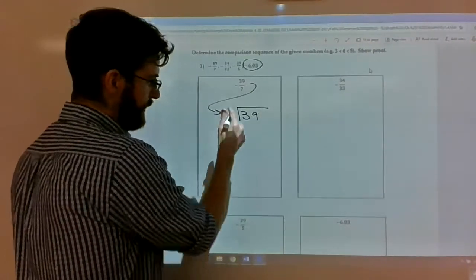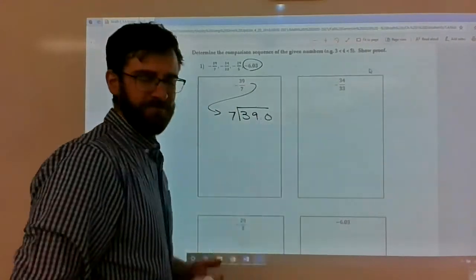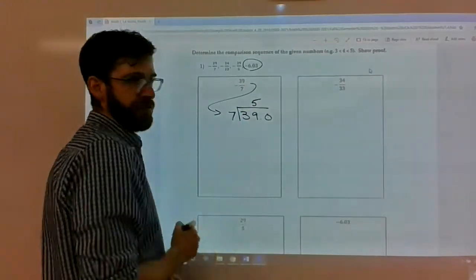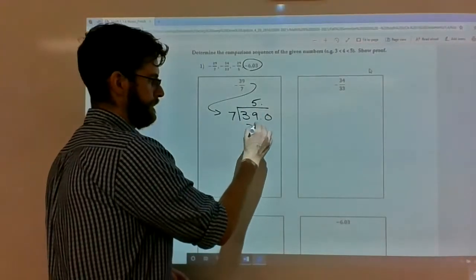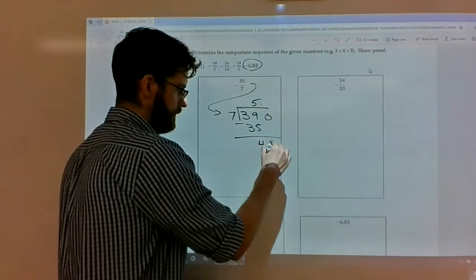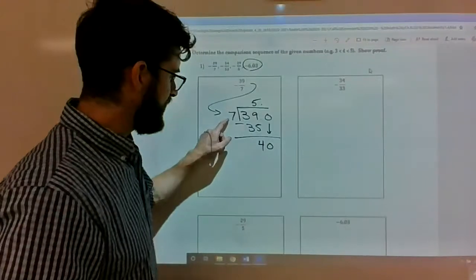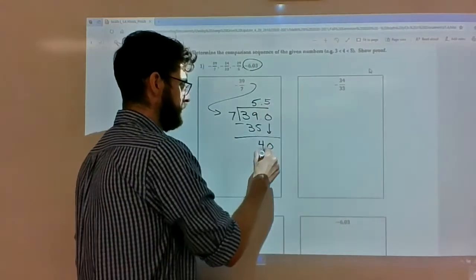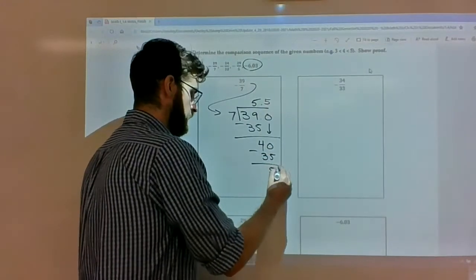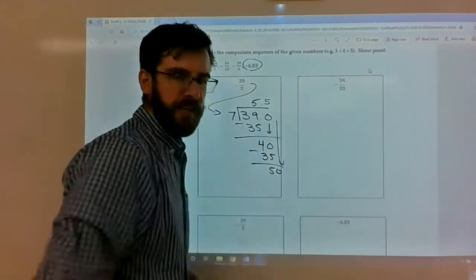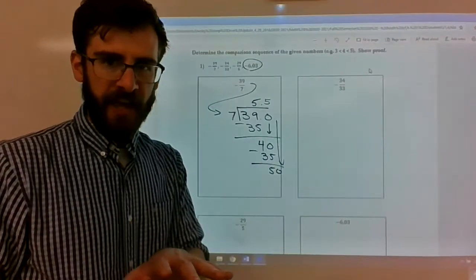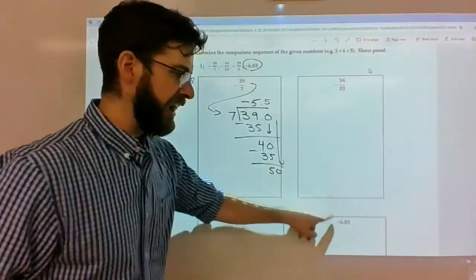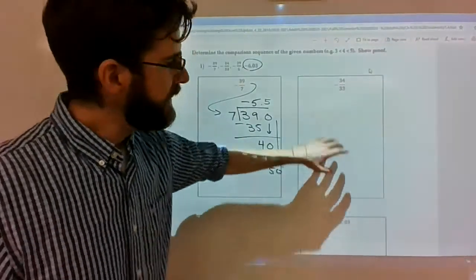So 39 divided by 7. At this point, we should be thinking these are kind of more basic examples. It goes in there 5 times. Drop it down. 7 times 6 is 42, so it's going to be 5 times again. And at this point, we could keep getting digits of accuracy, but let's hold off on that because we can instantly already compare negative 5.5 to negative 6.03. Let's move on to the next one.